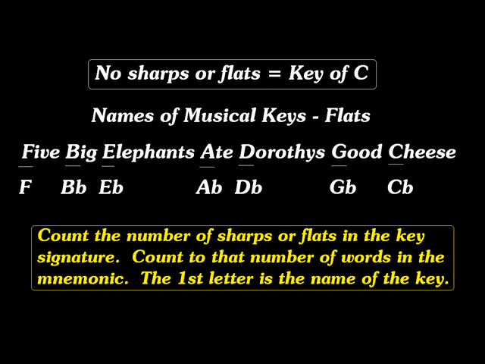All of the key names contain the word flat except for the key of F. After F, the other key names are B flat, E flat, A flat, D flat, G flat, and C flat.